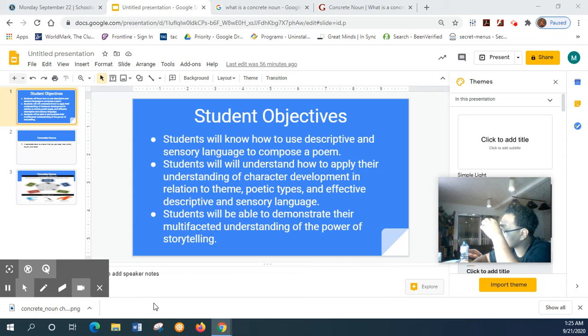All right, so let's break this down. Let's break down each one of these little bubbles, and I'm going to try to make it quick so we don't have to stay here long. Okay, students will use descriptive and sensory language to compose a poem.